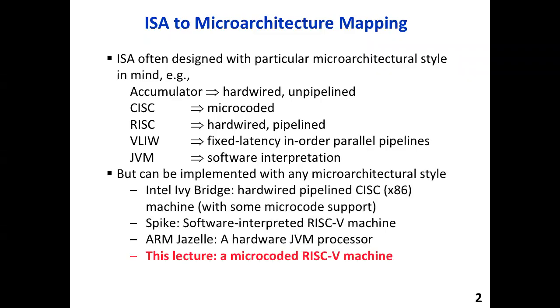Then comes Intel, and they decide, maybe what we'll do is get rid of the CISC microcode and use the hardwired pipeline approach. Because this is a little bit more efficient, we'll essentially implement our CISC instructions in hardware. And there are some other variations, such as a hardware Java virtual machine implementation in the ARM Jazelle, which I don't think is very mainstream at this point.